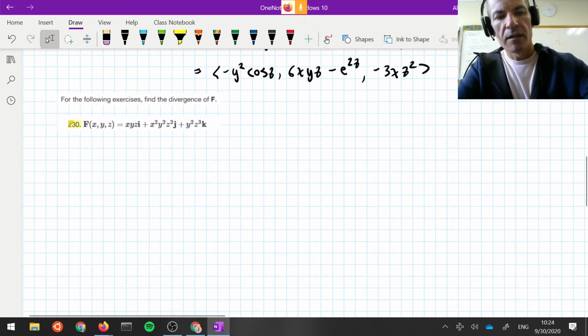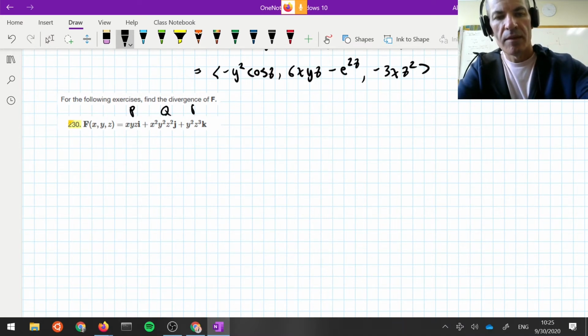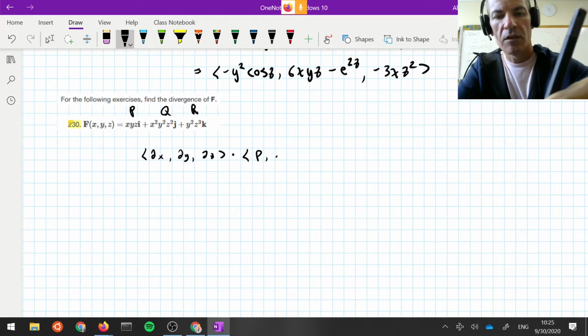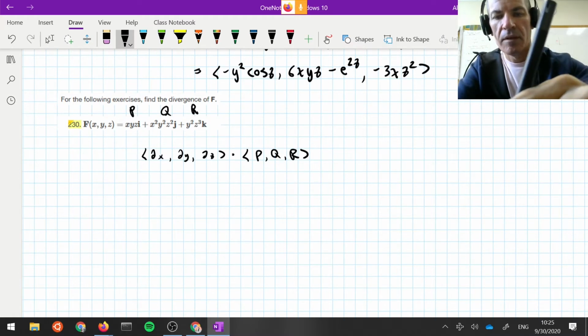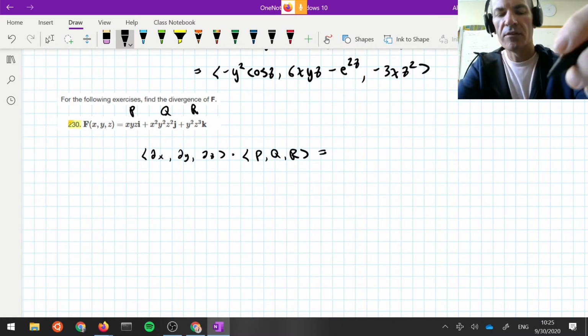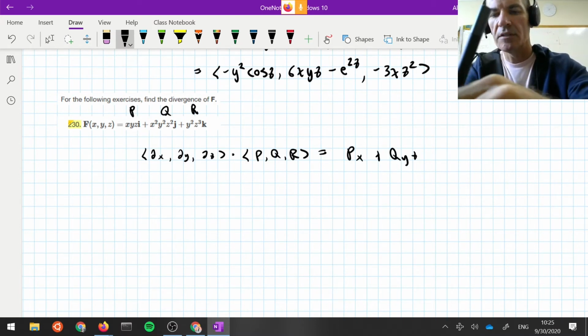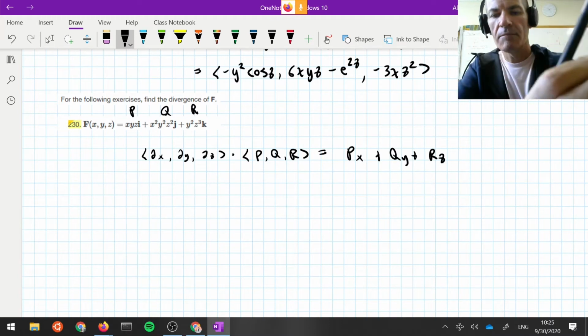Remember the mnemonic. The divergence is the dot product of the nabla operator, the del operator, with the vector field. So we're looking at the partial with respect to x, partial with respect to y, partial with respect to z, dotted with P, Q, R. This one's easy to memorize, so I tend to just have this memorized. Px plus Qy plus Rz.